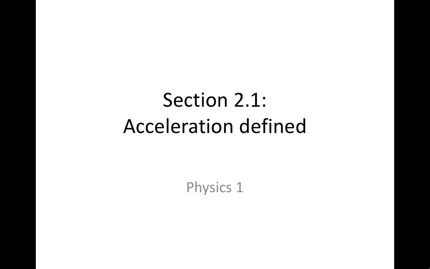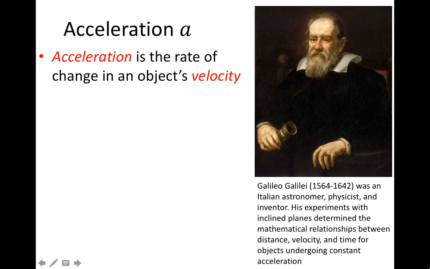In section 2.1, I will define the quantity acceleration, discuss how to distinguish when an object does and does not accelerate, and show you some examples of how to calculate acceleration. When an object's velocity changes, it accelerates, and the rate at which an object's velocity changes is called acceleration.